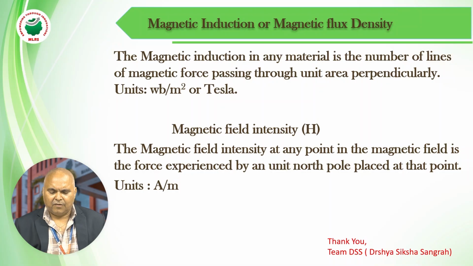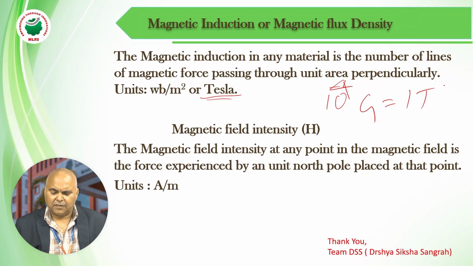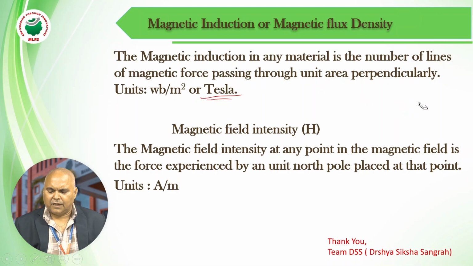In that way we calculate the magnetic induction in terms of Webers per meter square. That is the unit of magnetic induction, or we can consider Tesla also. Tesla is the SI unit. 10 to the power of 4 gauss is equal to 1 Tesla. That is the unit of Tesla, 10 to the power of 4 gauss. Usually in SI units, nowadays they use only Tesla. Okay.